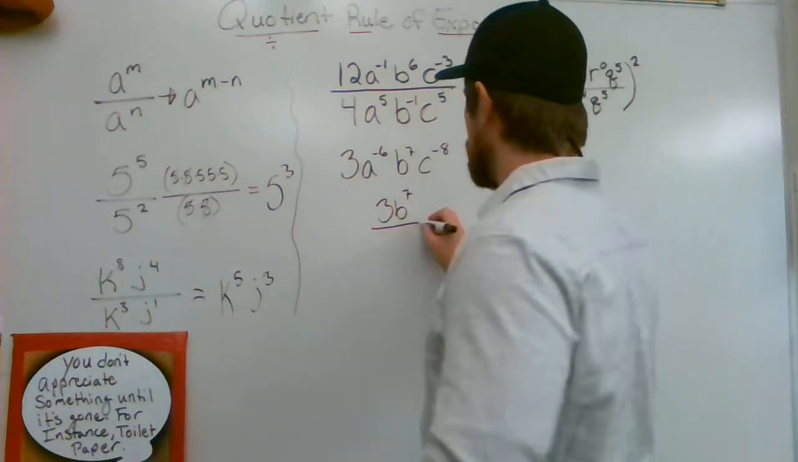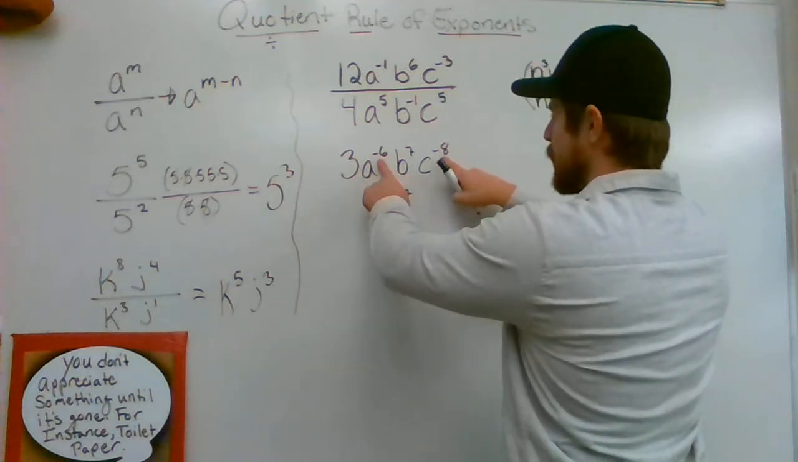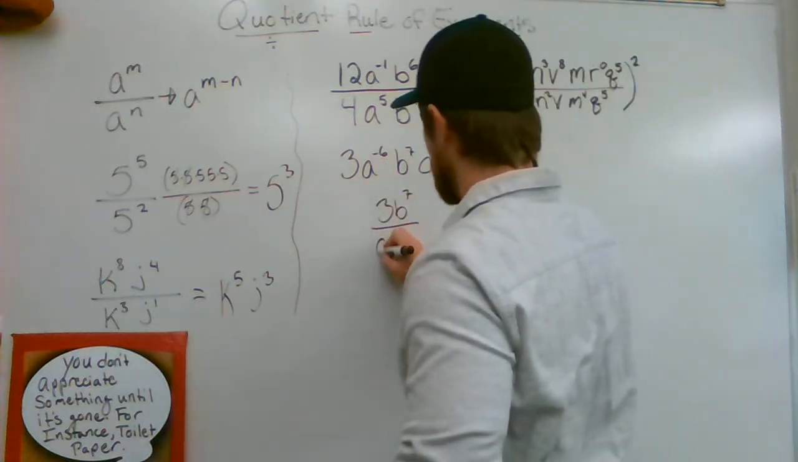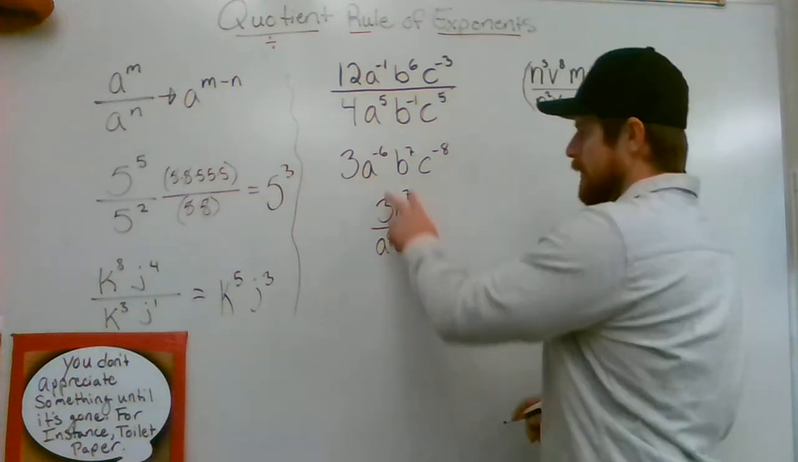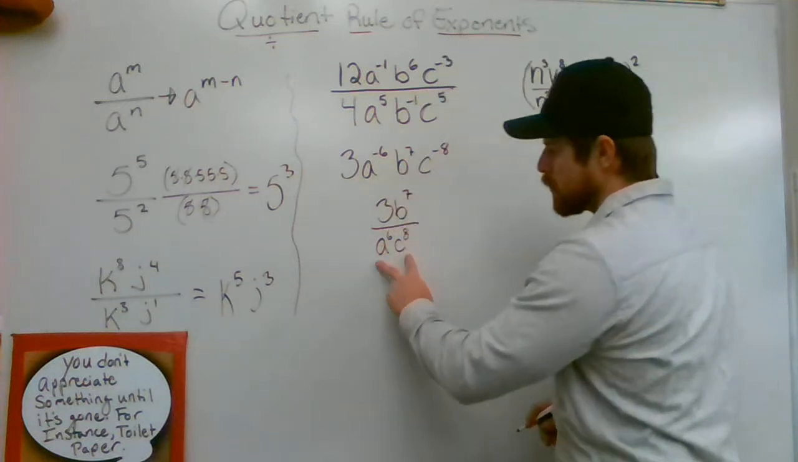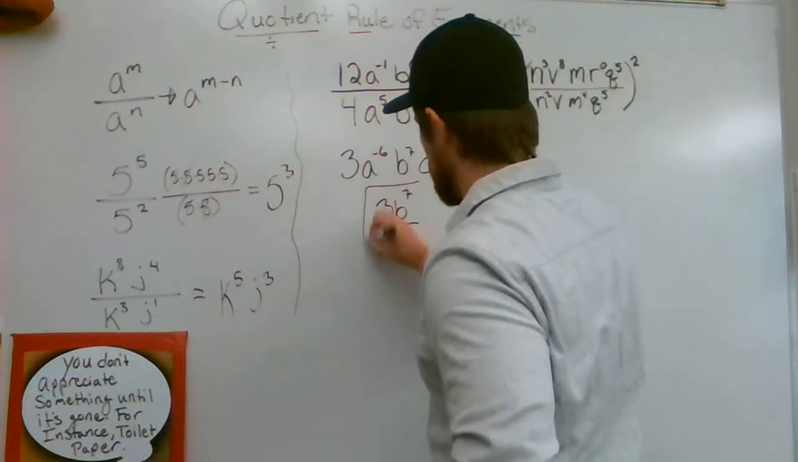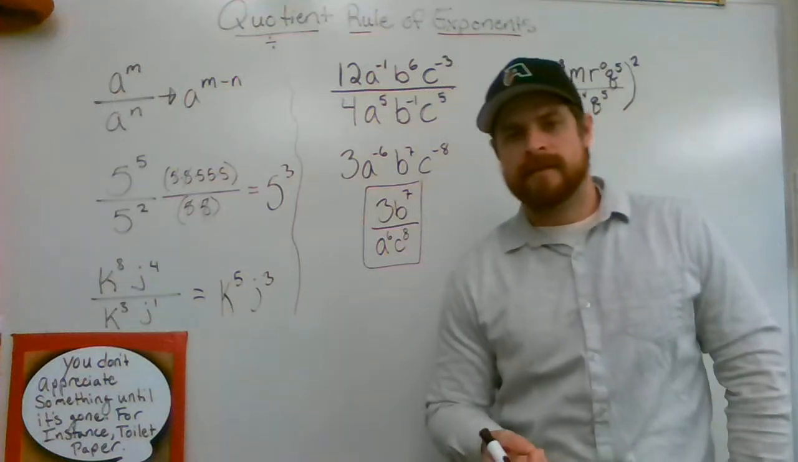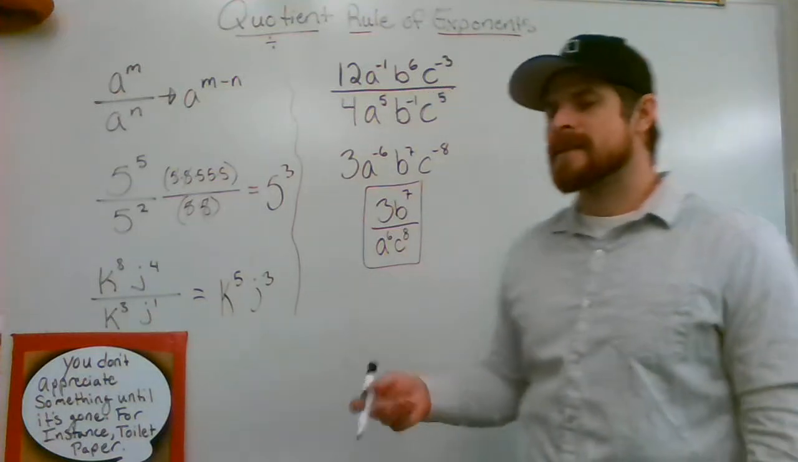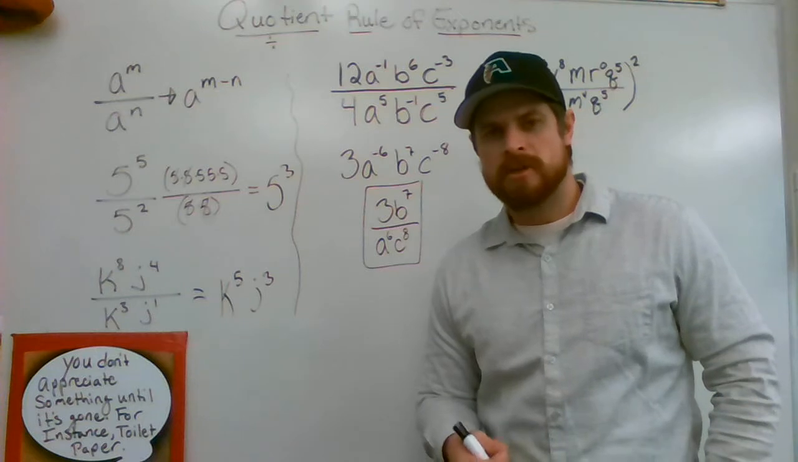So our numerator is going to be 3b to the 7th, the positive exponent and the coefficient. And then on the bottom, we shifted a and c, because they were both negatives, down to the bottom. A to the 6th, c to the 8th. They're no longer negatives because they've been moved down to the bottom of the fraction. Our final result is 3b to the 7th divided by a to the 6th, c to the 8th. Not too hard, is it?